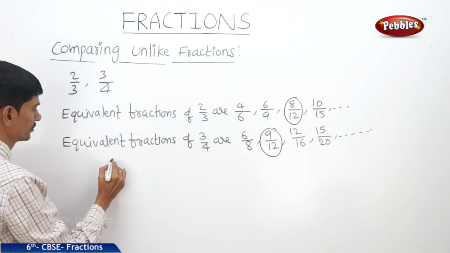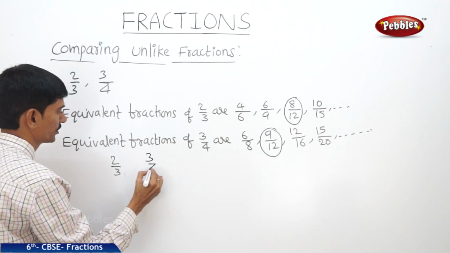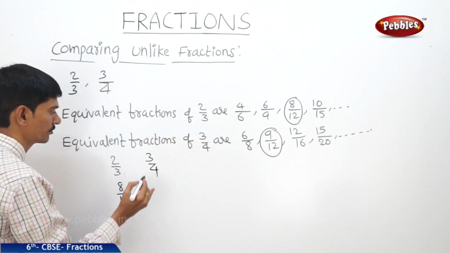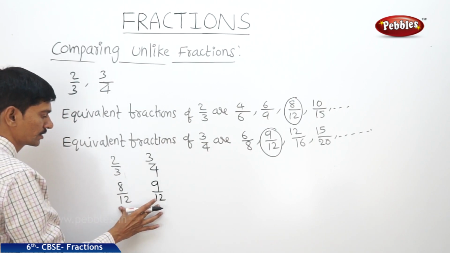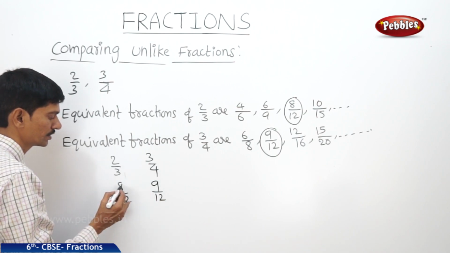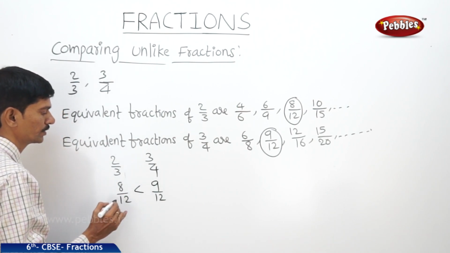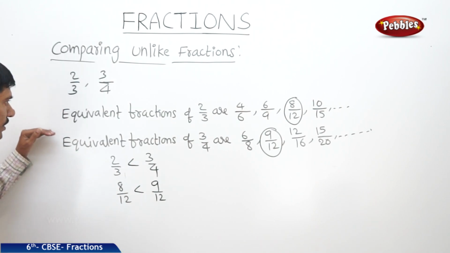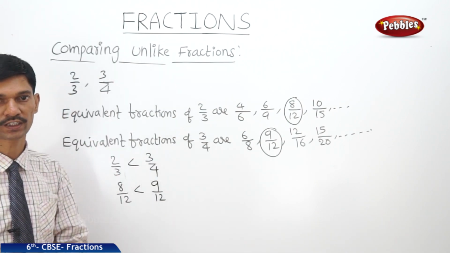Now 2/3 and 3/4, the equivalent fraction of 2/3 is 8 by 12 and the equivalent fraction of 3 by 4 is 9 by 12. So here the denominators are equal. So then we can compare the numerators 8 and 9. So we know that 8 is less than 9. So we can say that 8 by 12 is less than 9 by 12. So here also 2 by 3 is less than 3 by 4.